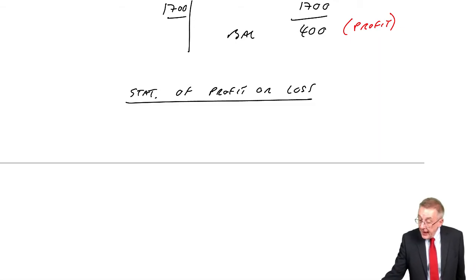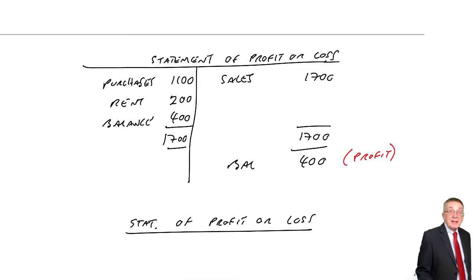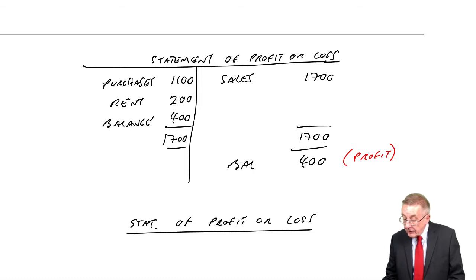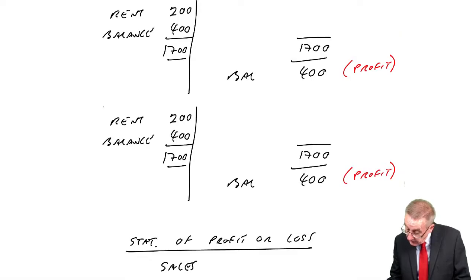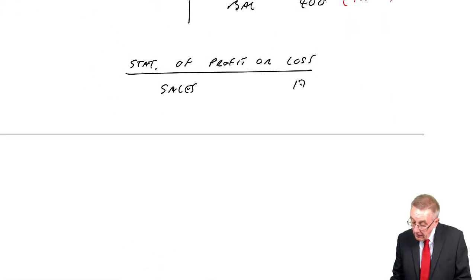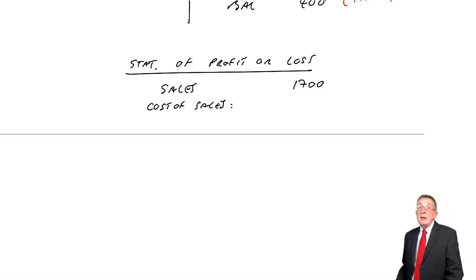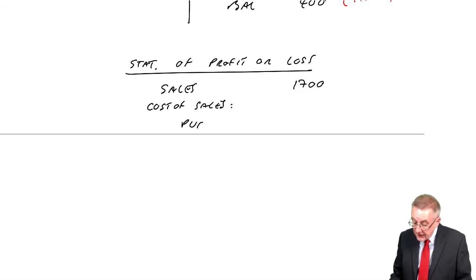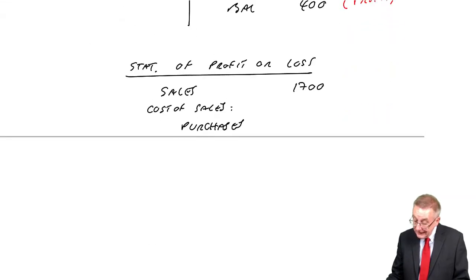Well, I know all the figures. They're there in that T account. I know the profit's 400. And so all I'll do in my statement is rewrite the figures in a pretty layout. We went through the layout in the previous chapter. What are the sales? Straight from the T account, 1,700. What's the cost of sales? There were no inventories here, so it's simply the purchases. Where are they? 1,100.